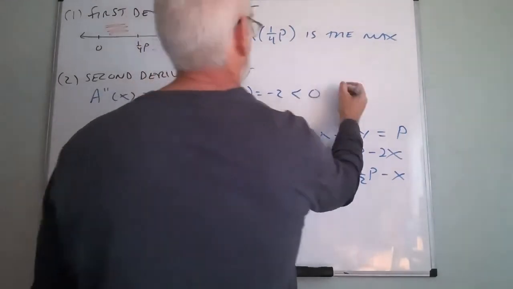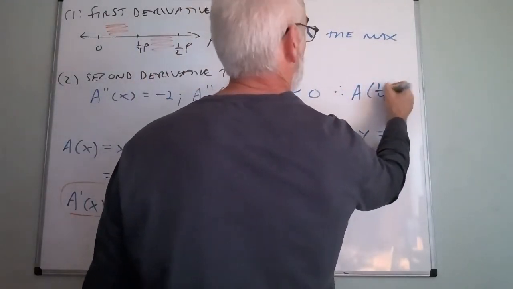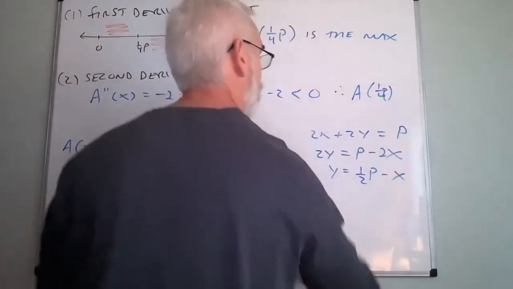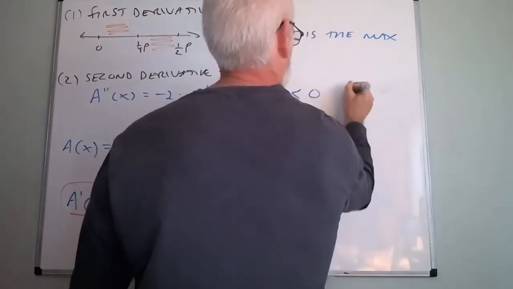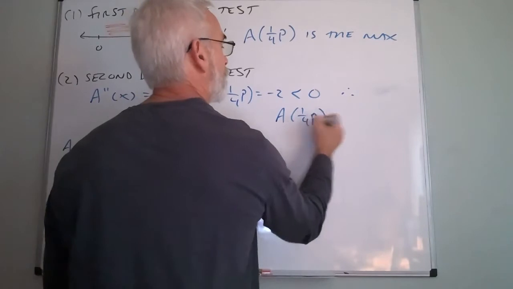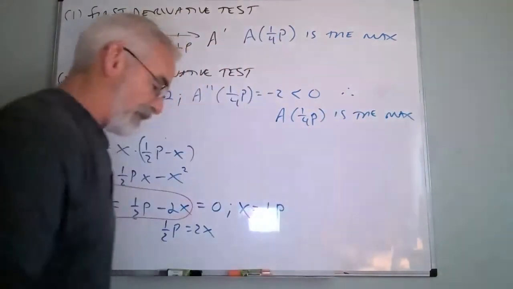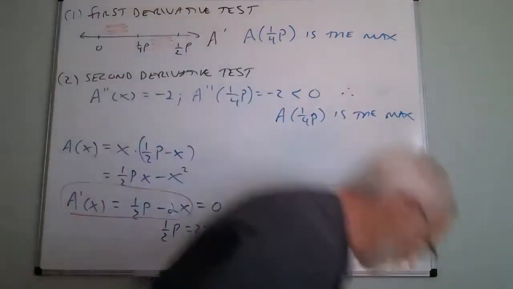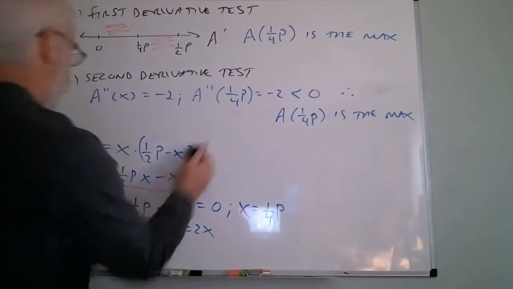So this means A of 1/4 p, let me make that a little clearer. Therefore, A of 1/4 p is the max. Obviously it's the same result as the previous one. Now, the last one we're going to try is the extreme value theorem.